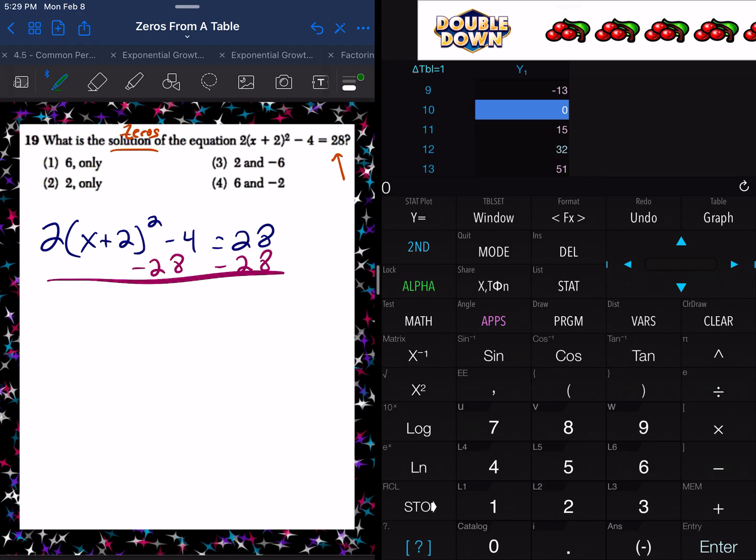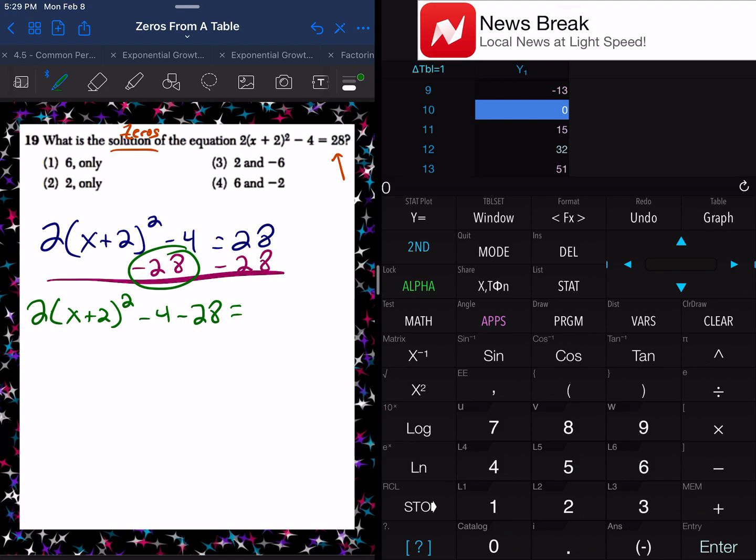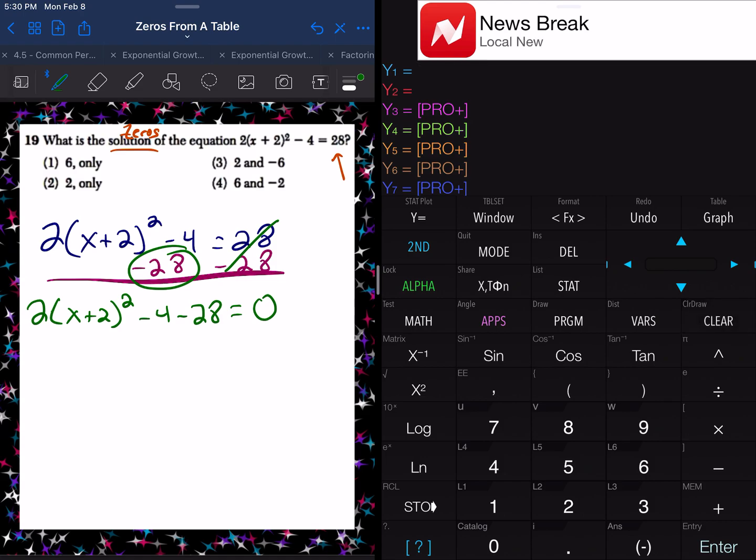So what I'm going to do is bring down everything that's already there: x plus 2 squared, I'm going to bring down the -4, and I'm going to bring down the minus 28 equals 28 minus 28 is 0. So you could put this in the calculator just like this. It's messy, but that's okay. The calculator will clean it up for you. If you wanted to combine these like terms, you would get -32, that's fine. But I'm just going to make my life easier.